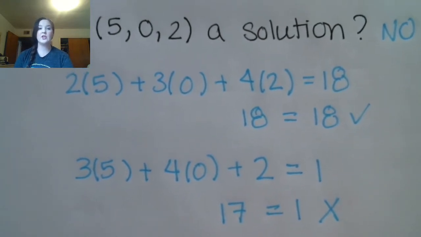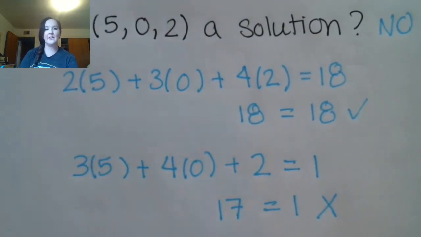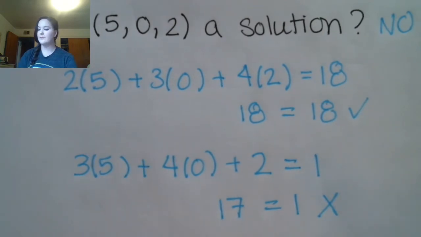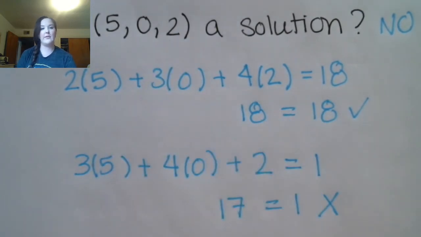We don't need to check the third equation, because if this is not true for any of them, then it's not a solution for the system. So this is not a solution, even though it is a solution for that first equation.